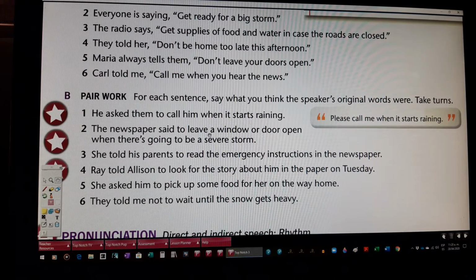The newspaper says to leave a window or door open when there's going to be a severe storm. The original words: leave a window or door open, okay? And all of this, when there's going to be a severe storm. That's the original words. She told his parents to read the emergency instructions in the newspapers. Original words.